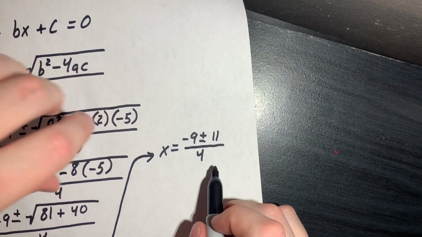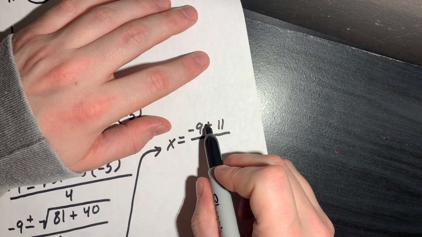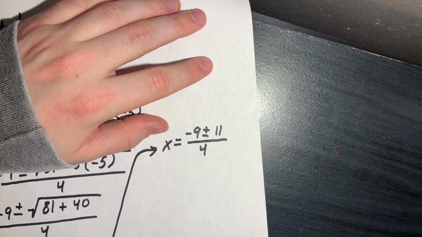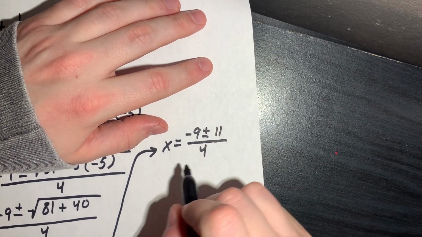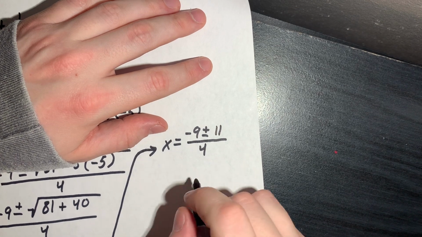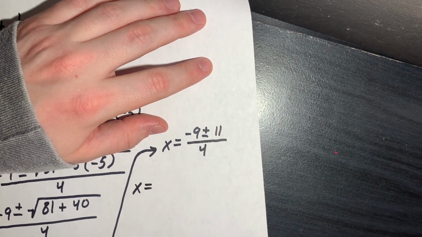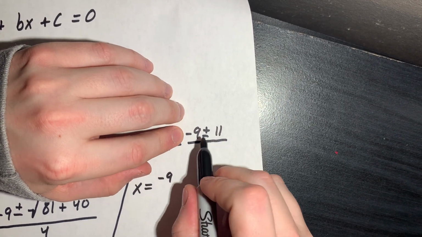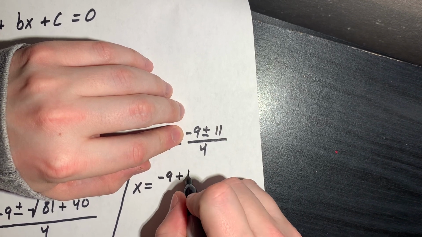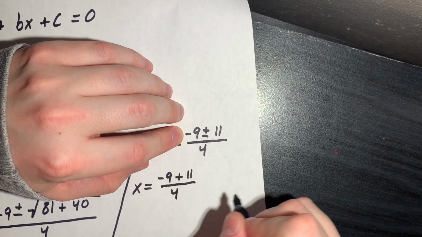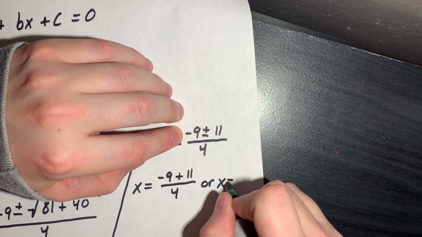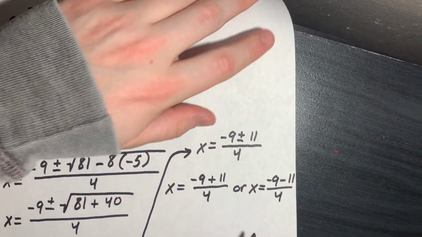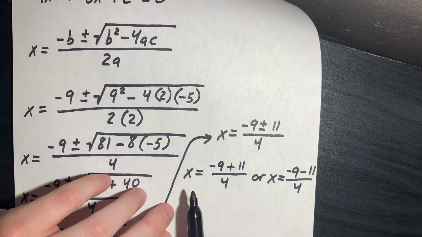Okay, so now we've got our little expression down here, except we have that plus and we have that minus. So that's weird. So now what? Well, when we have a plus or minus like that, we have to break it up into two separate expressions, or formulas, I guess you would say here. First of all, we'll have to break it up into negative 9 plus 11 all over 4, or x equals negative 9 minus 11 all over 4. So we come out with two solutions by this.